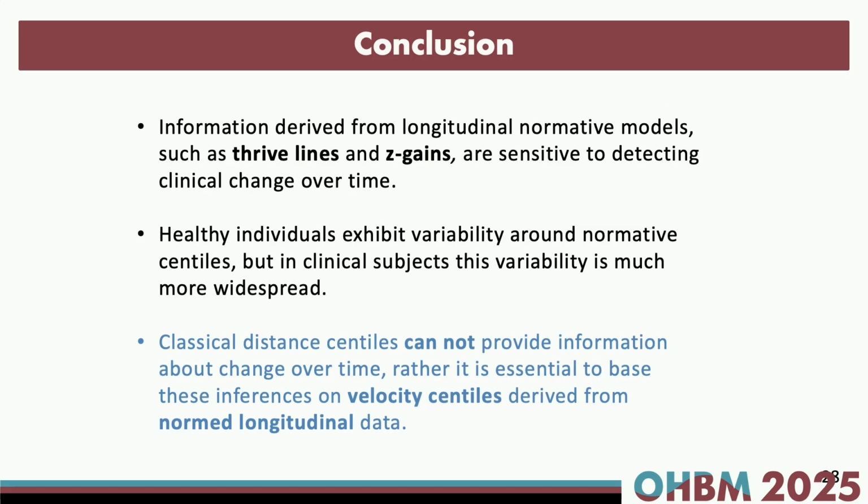And so I conclude from this that information derived from longitudinal normative models, such as thrive lines and Z-gains, is sensitive to detecting clinical change over time. Healthy individuals exhibit variability around normative centiles, but in clinical subjects, this variability is much more widespread. Classical distance centiles cannot provide information about change over time. Rather, it is essential to base these inferences on velocity centiles derived from normative longitudinal data.